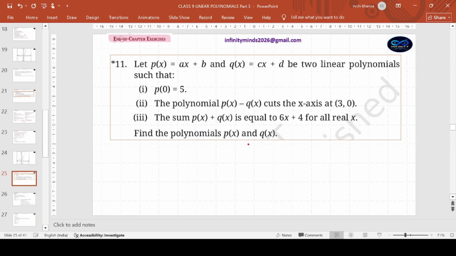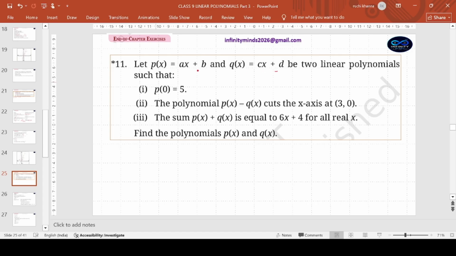Let's go to question number 11 now. All these questions with asterisks, yes, they are very challenging, they are twisted, but nonetheless, at Infinity Minds, we understand everything. Question number 11: let P(x) equals ax plus b and Q(x) equals cx plus d.